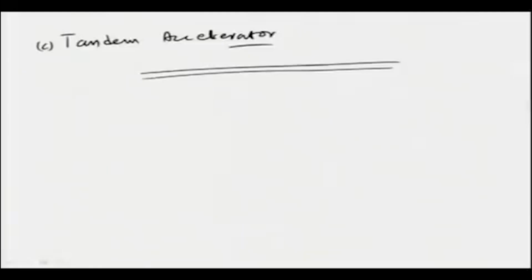So, the tandem accelerator principle is the same as the Van de Graaff generator accelerator. The only difference is that now you have the accelerating tube. Suppose you are interested in some particular positive ion. What you do is generate the corresponding negative ion source. Okay.